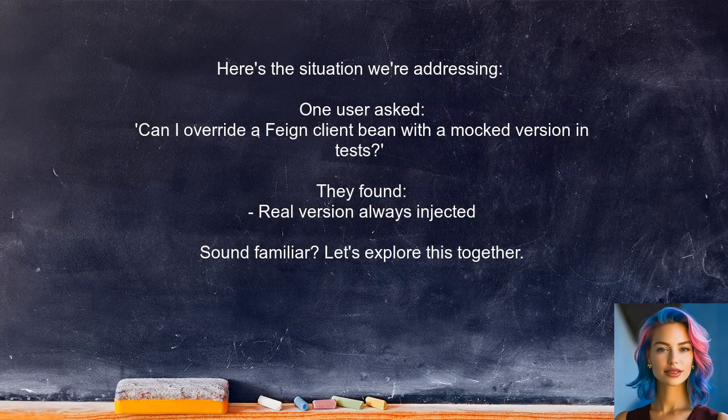Here's the situation we're addressing. One user asked if it's possible to override a bean created through the FeignClient annotation by simply creating a configuration bean with a mocked version for testing. They found that the real version was always injected instead of the mocked one. Sound familiar? Let's explore this together.